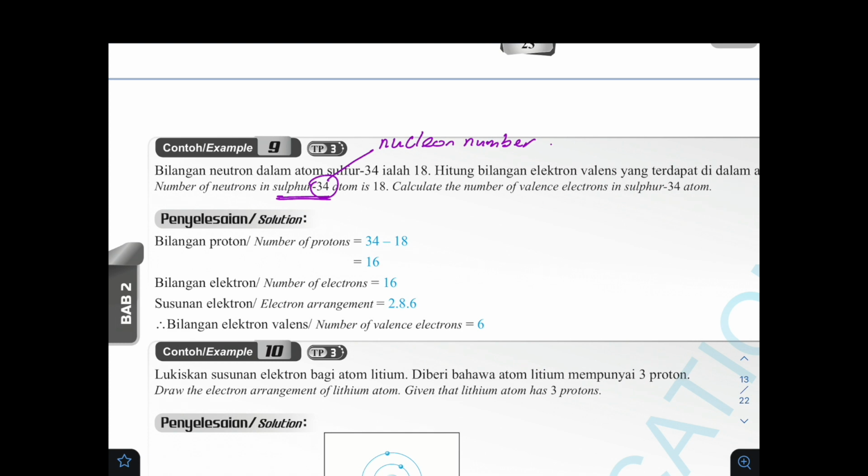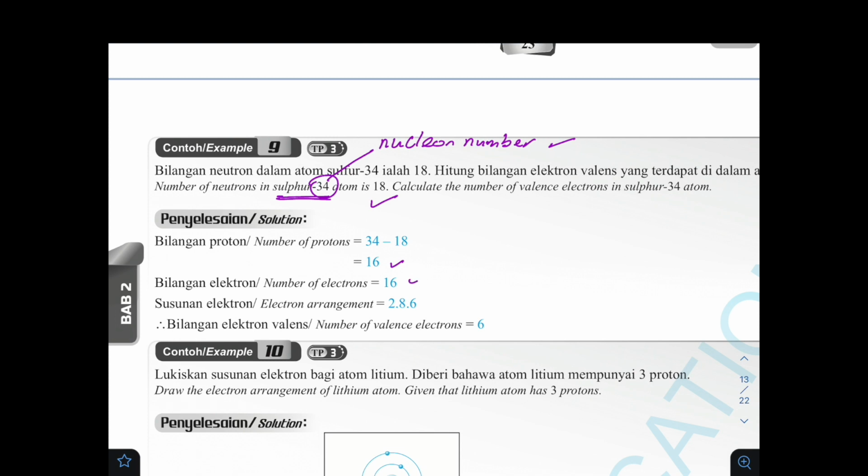Jadi kamu jangan pelik pula, what is this? This is the nucleon number. The number is nucleon number ya. So, dia kata number of neutrons in sulfur 34 atom is 18. So, calculate the number of valence electron in sulfur 34 atom. So, kamu sudah tahu nucleon number, kamu sudah tahu number of neutron. So, boleh tak calculate proton number? Boleh. Gunakan formula nucleon number is equal to P plus N. So, selesaikan itu, you get the proton number which is 16 ya.